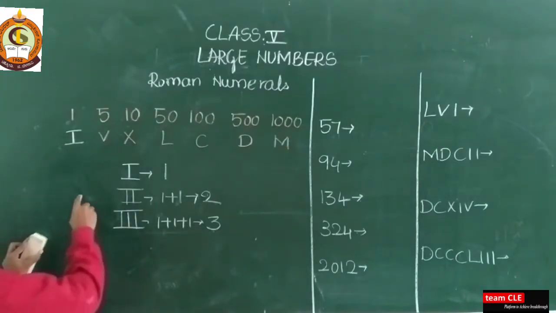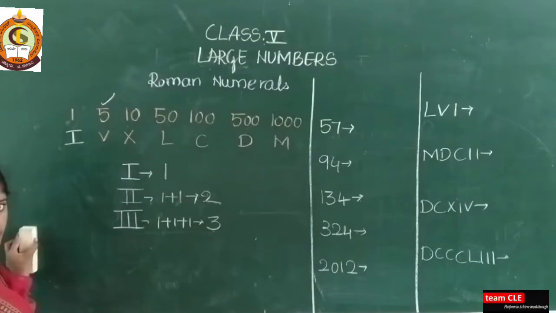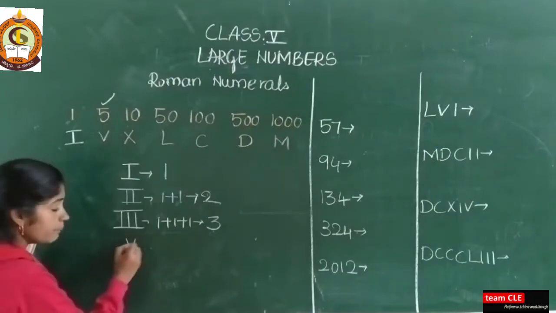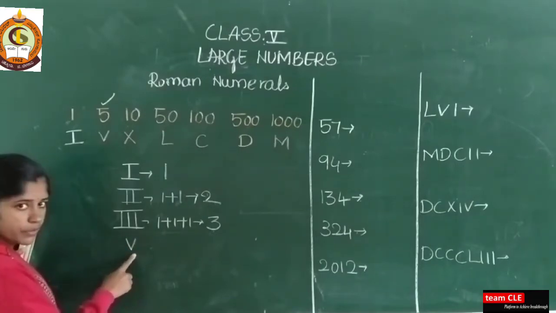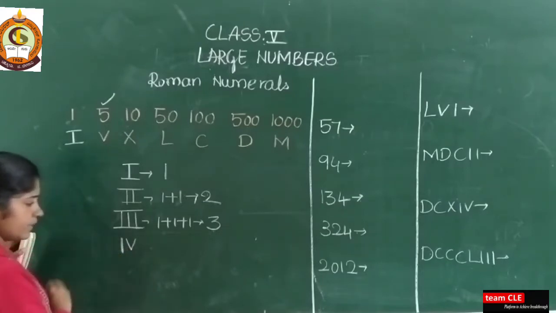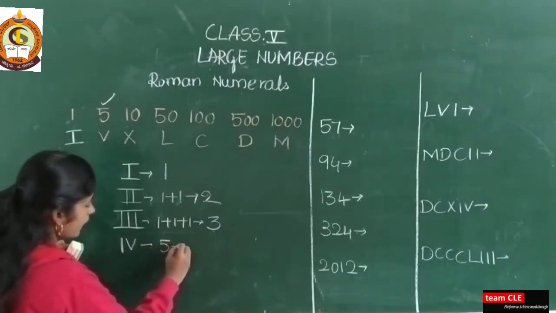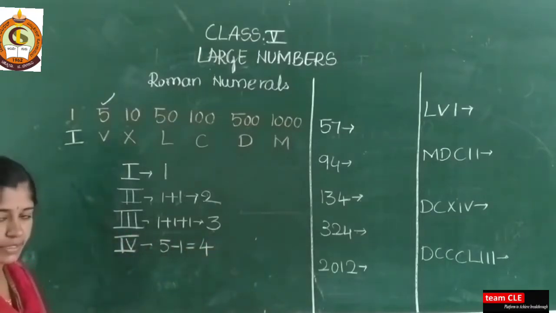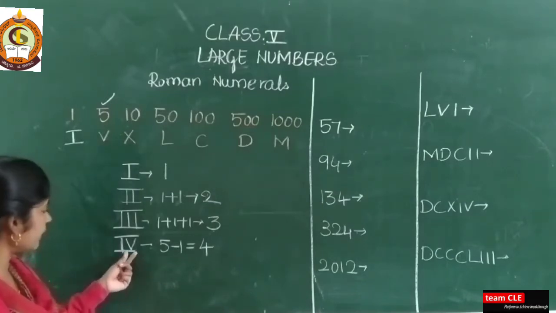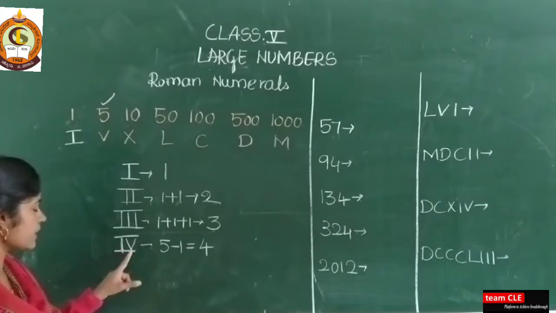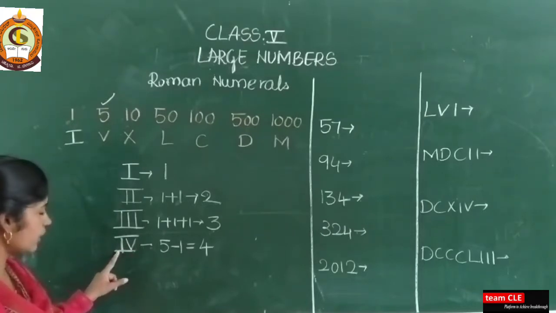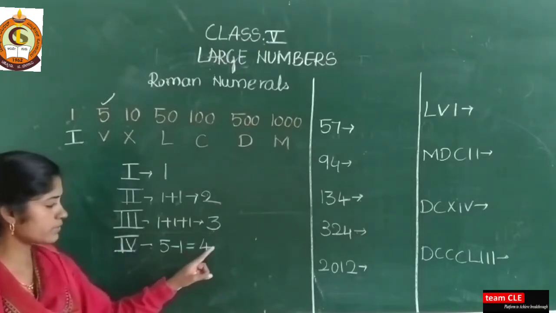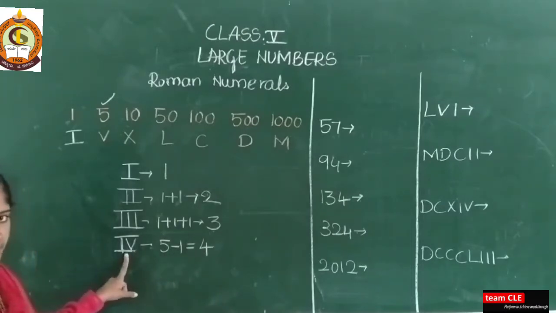So see here, already you know 5 means V. This is a bigger symbol, this is 5. If you write the smaller symbol before it, it is 5 minus 1, which is 4. So this is the rule of subtraction. If a smaller number is written before the bigger number, see here I, V, V is greater and I is smaller, that is the rule of subtraction. So 5 minus 1 is 4 and we represent it like this, IV.